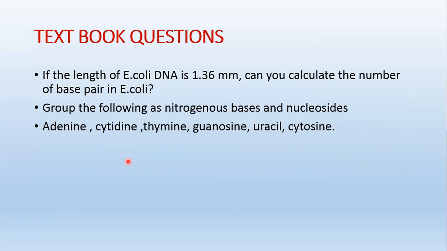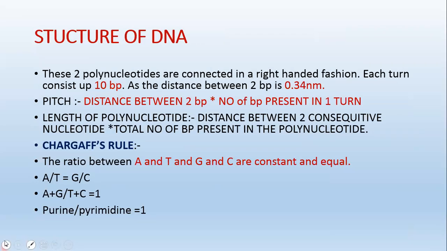This is your textbook question only. Adenine, cytidine, thymine, guanosine, uracil, cytosine. You can easily distinguish which are nucleoside and which are nitrogenous bases. So just give it a try. All of you just give it a try at your home. Next class, we are going to solve this question. We are going to continue this entire topic from here only. So I hope it is clear, all of you. I hope the entire thing is clear, whatever you have read.